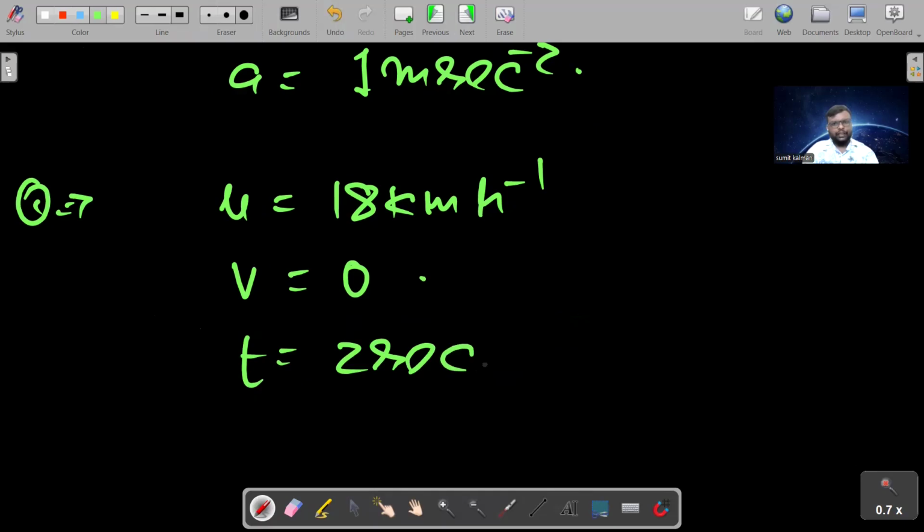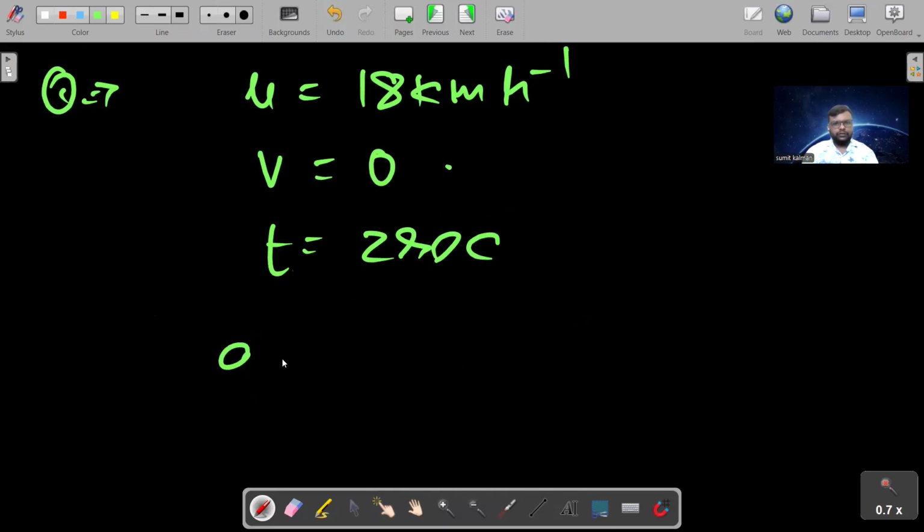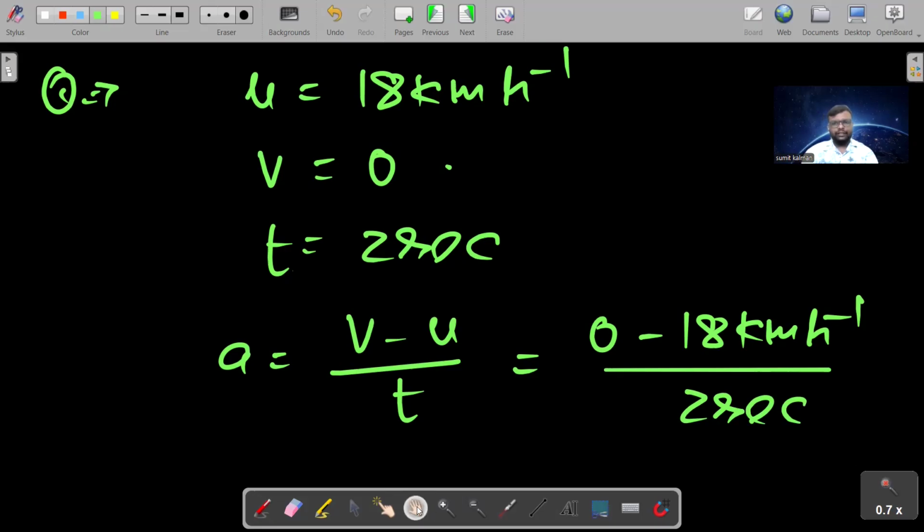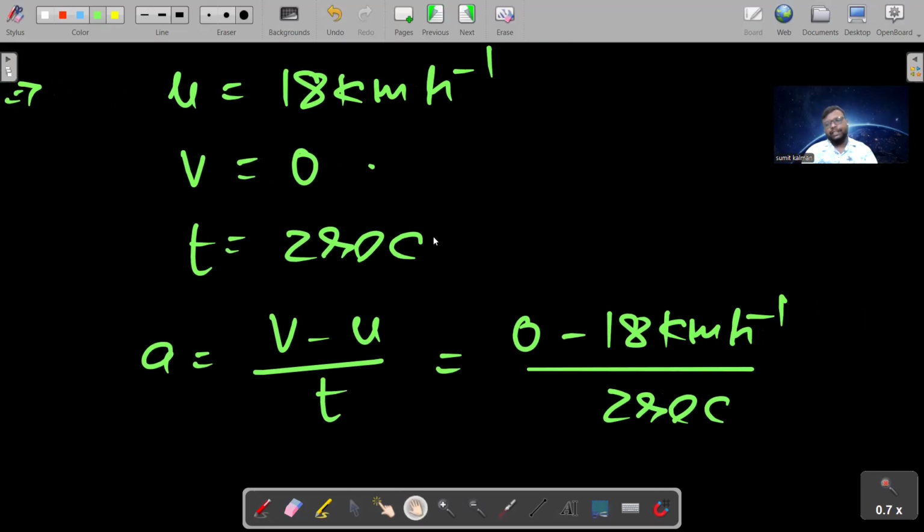Now apply the formula. A is equal to how much? V minus U upon T. 0 minus 18 km per hour, and time is 2 seconds. Now friends, here we need our answer in meter per second square. So what we will do here? We will convert kilometer per hour into meter per second.